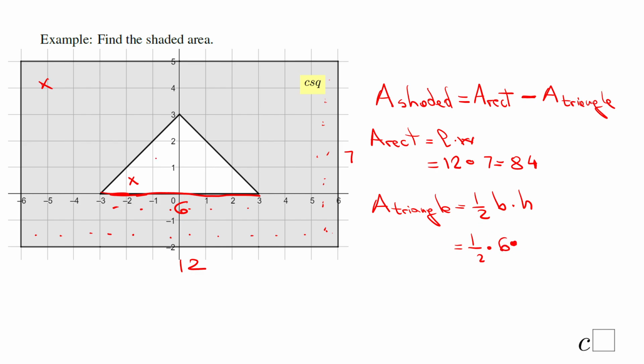Times, now what is the height? The height is this segment that is perpendicular to the base. Count 1, 2, 3 units. So we have 1/2 times 6 times 3, that will be 9 square units.